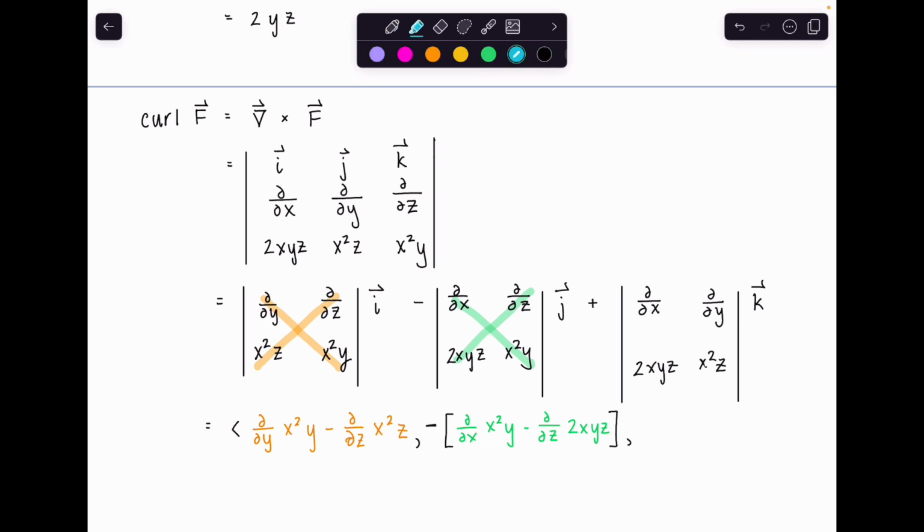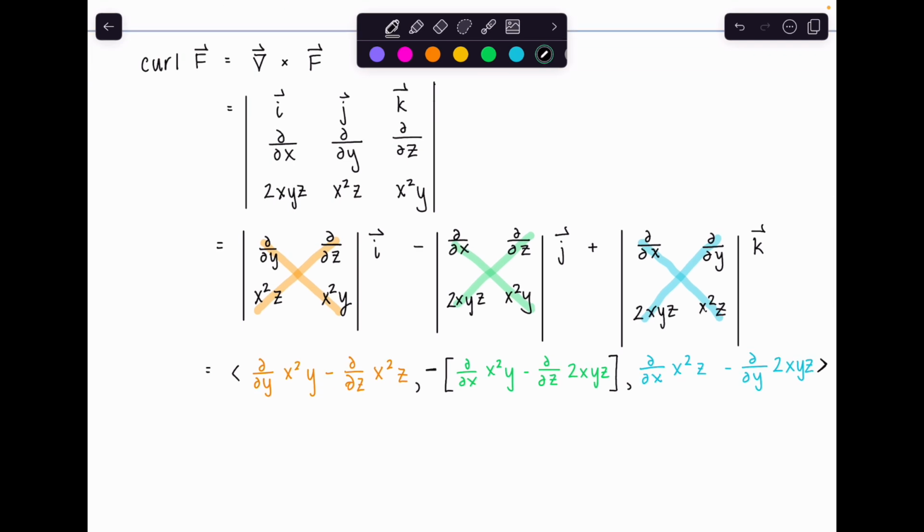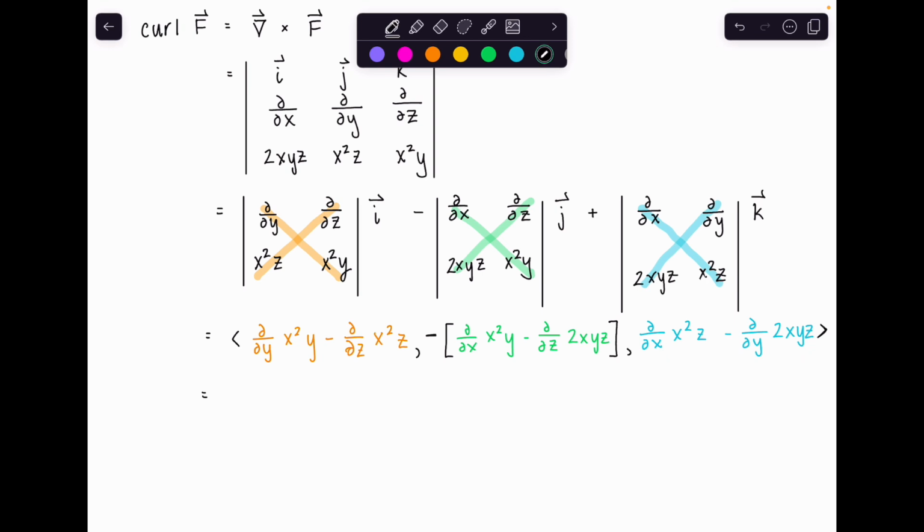And then last but not least, same thing in the third component, product minus the product. So this is the partial with respect to x of x squared z minus the partial with respect to y of 2xyz. Okay. So now it's a matter of taking these partial derivatives.